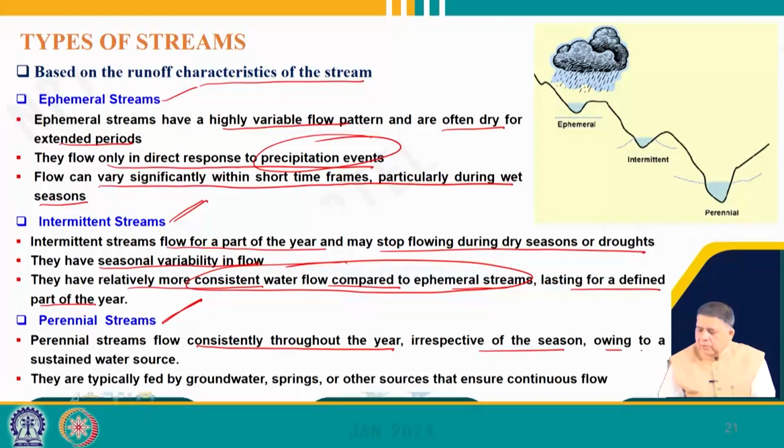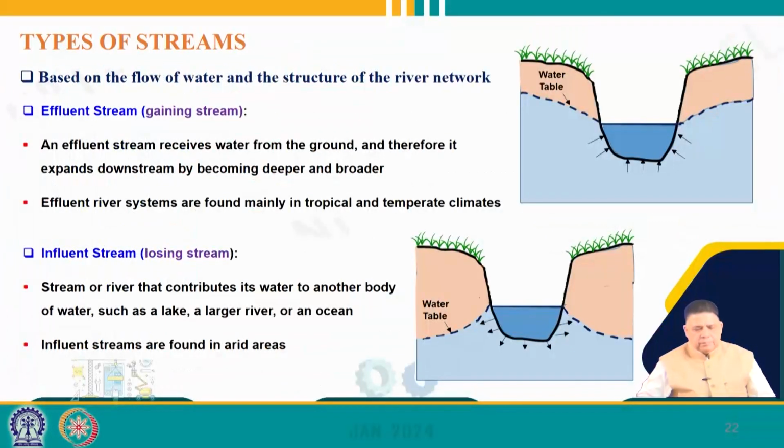Whereas perennial streams flow consistently throughout the year irrespective of the season owing to a sustained water source. They are typically fed by groundwater, springs or other sources that ensure continuous flow. So, the typical perennial streams, most of them in our country like the Ganges, get most of their water from glacier melt. So, the Ganga and Yamuna get it from Gangotri and Yamunotri, because there is glacier melt throughout, and that is why there is a flow.